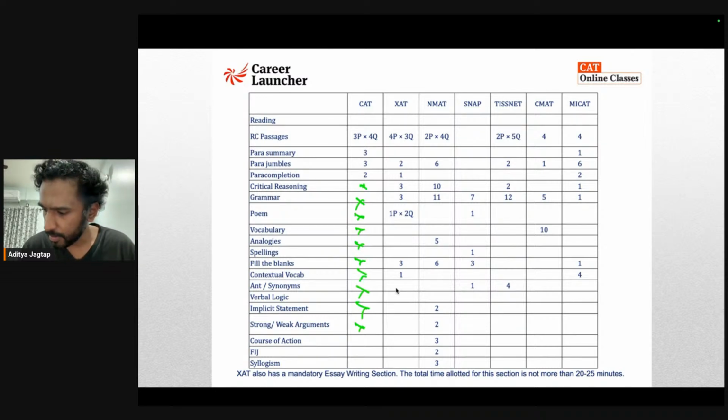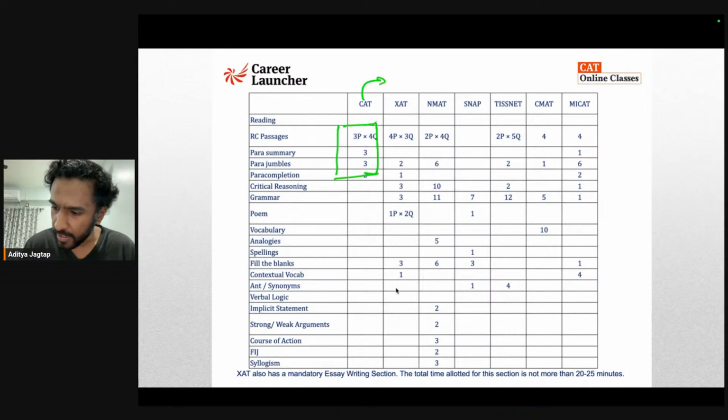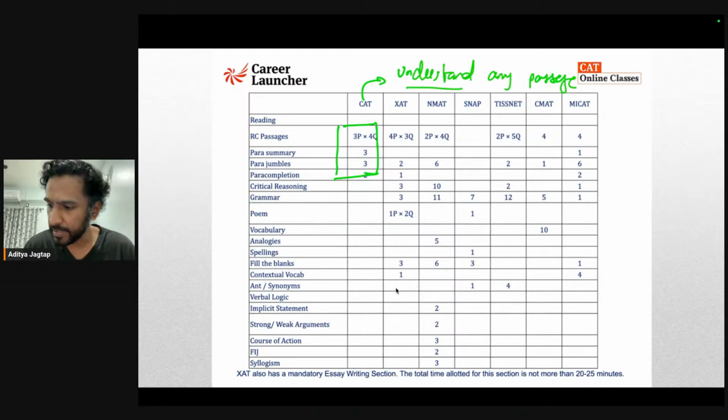Now, why am I talking about this? This is important because our direction of preparation, initially at least, eventually many of you might end up giving CAT, XAT, and let's say NMAT, SNAP. These would be quite common. But initially, our preparation needs some direction, and our direction should be fully about CAT and whether we can understand any passage. Right? This is what we are tested on, because all of these questions are checking comprehension in some way.